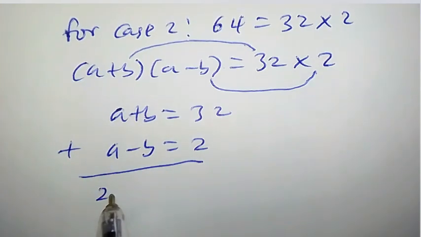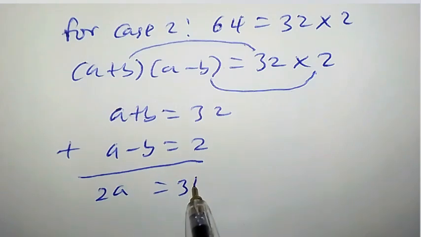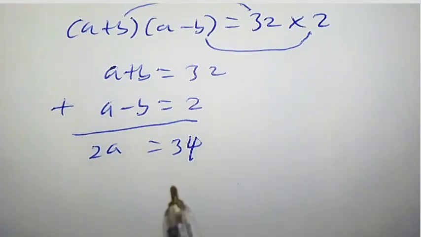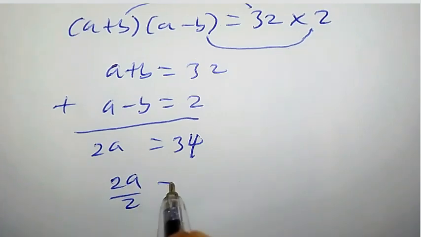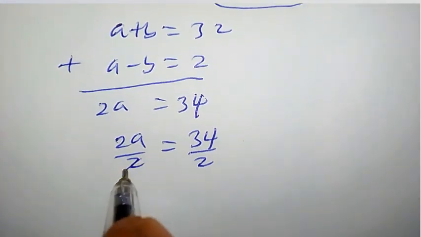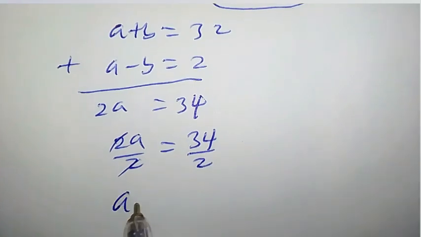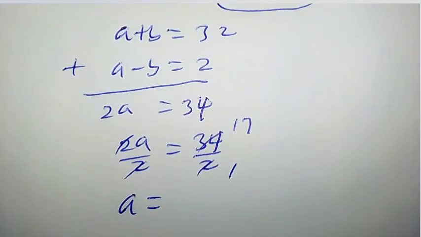a plus a, that is 2a. b minus b is 0, equal to 32 plus 2, that is 34. Let us divide both sides by 2. So we have 2a over 2 equal to 34 over 2. 2 cancels 2. So a equal to 34 over 2, that is 17. So a equals 17.